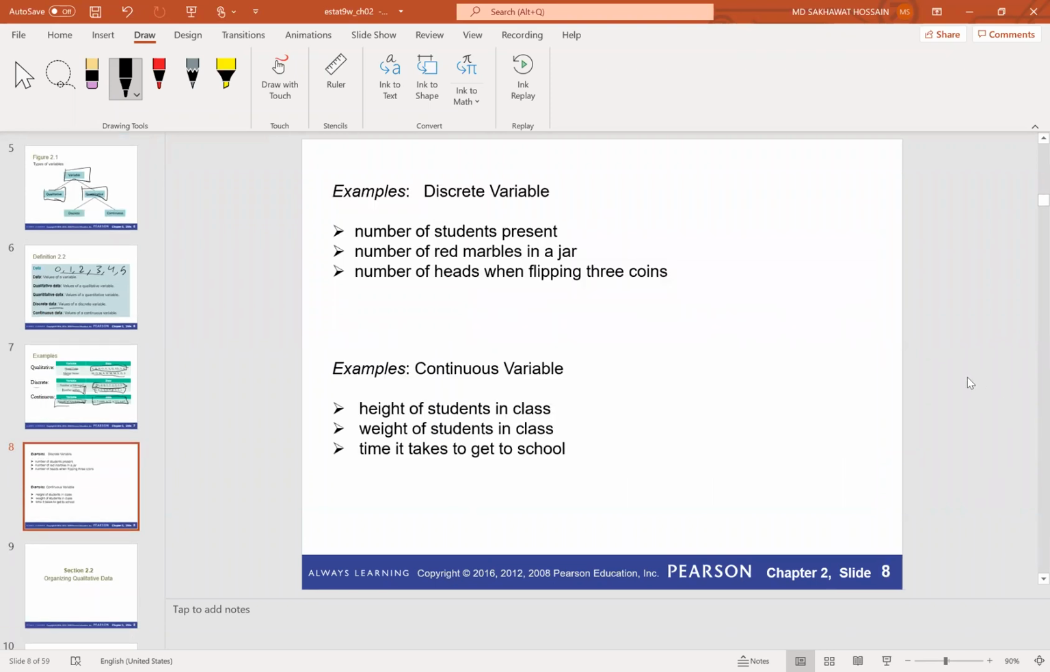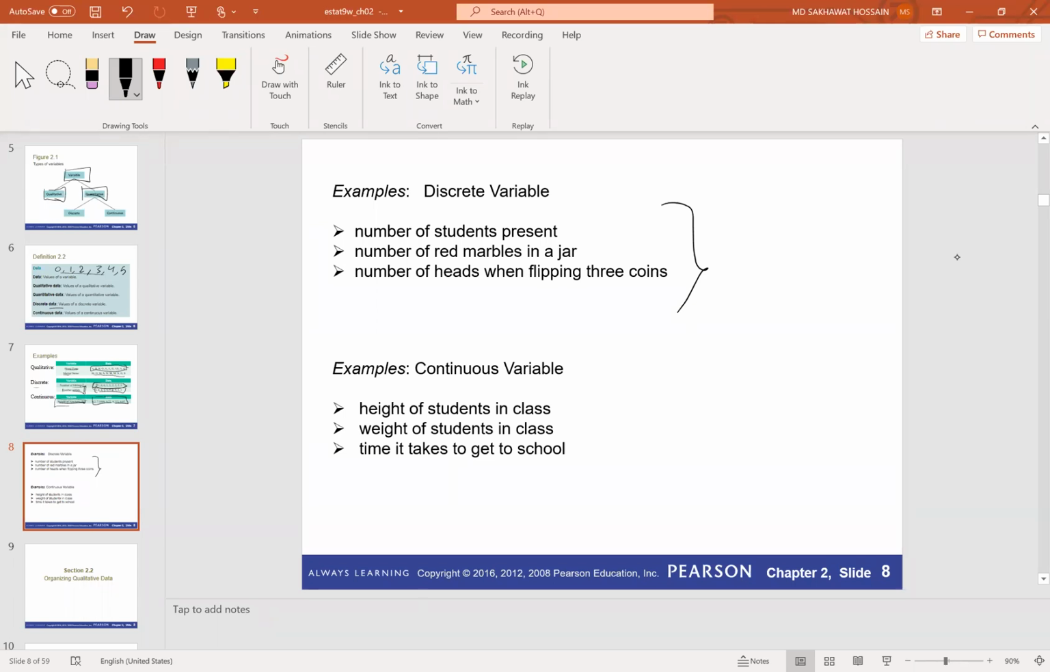Okay, so here are a few more examples. Here are some examples of discrete variables. Number of students present. The number of students present in this class is 113. If we consider the other sections of this class, and count the number of students for each section, and collect those numbers, that will be called the data for this variable, right? Number of students present. Number of red marbles in a jar, and number of heads when flipping 3 coins.